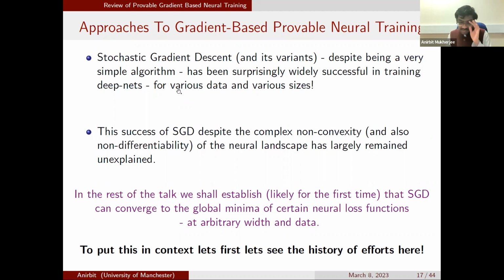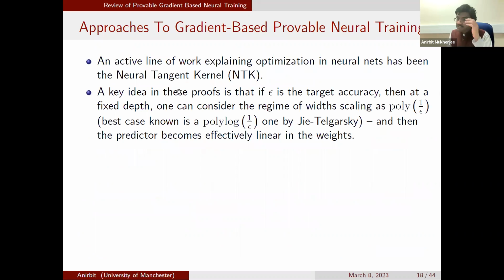To put this in context, let me give a history of effort so far in this field. One of the most potent directions of effort has been the neural tangent kernel approach, where people assume that the width scales inversely with the target accuracy. If epsilon is your target accuracy, your width is some function of 1 over epsilon. The smallest known requirement, I think, is a result by Ji and Telgarsky, which used polylog 1 over epsilon width to get a linear time convergence.